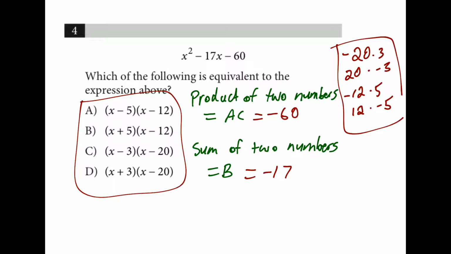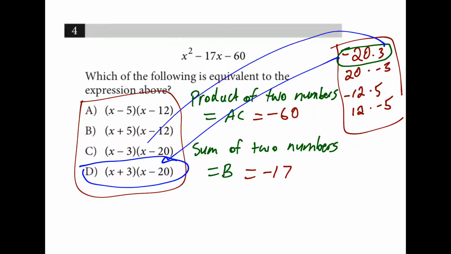And how can I add these numbers together to get negative 17? Well, it turns out the only one that works is right here, negative 20 plus 3. And that means that D is the answer, because that negative 20 comes in over here, and that positive 3 right there.